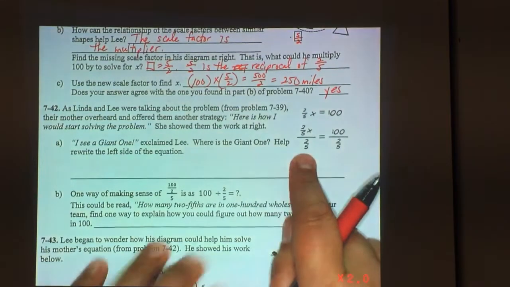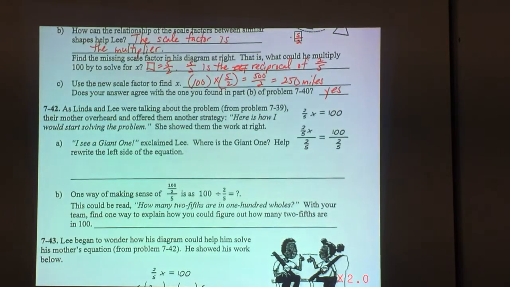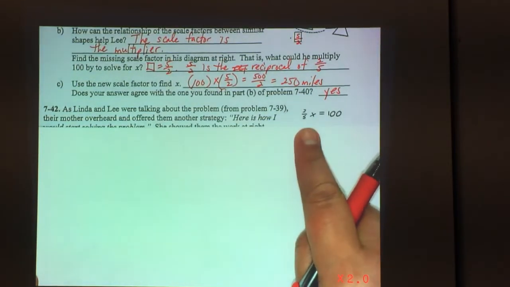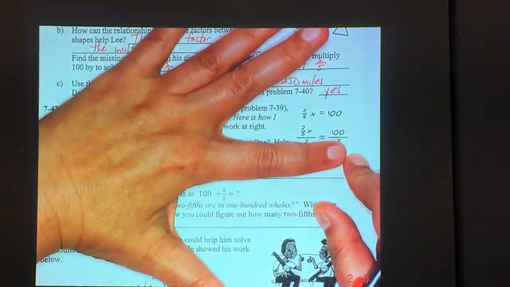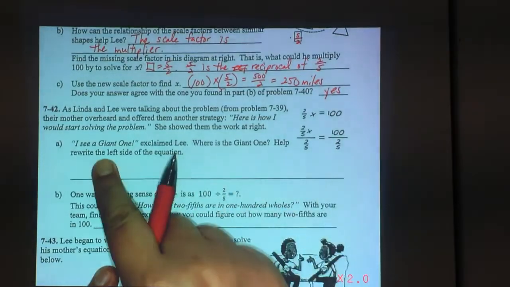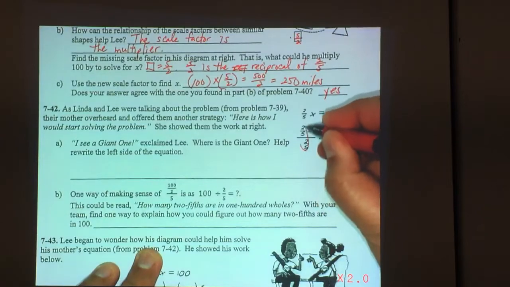Okay, so look. We start with that. Okay? What is the opposite of multiplying by 2/5? Dividing by 2/5. So then they wrote it like this. They took that original one, like right there, and then they divided both sides by 2/5. Okay, and then one of the kids said, I see a giant 1. It was Lee. Where's the giant 1? Well, the giant 1's right here.